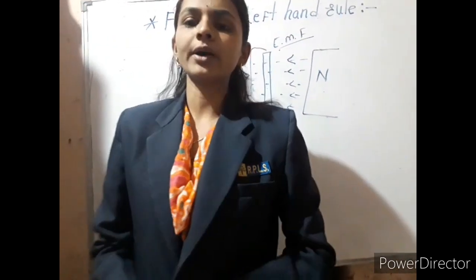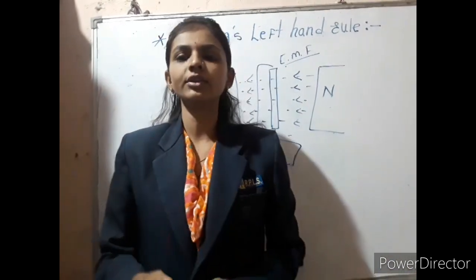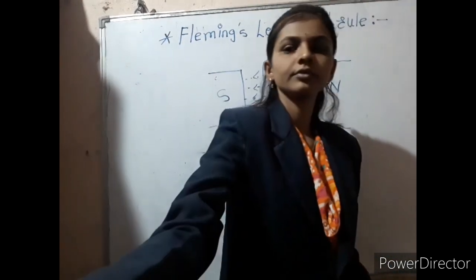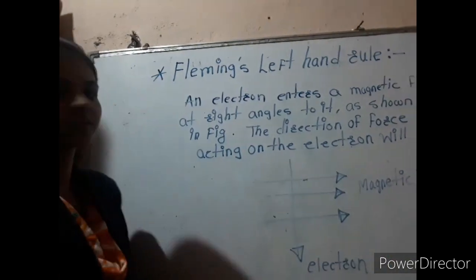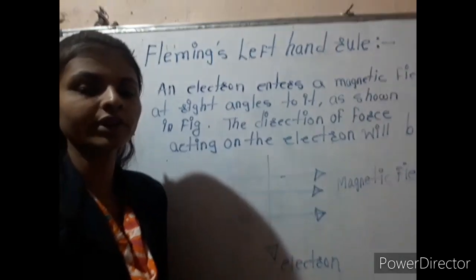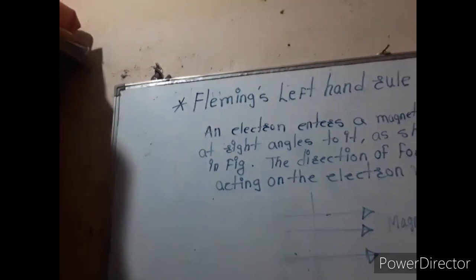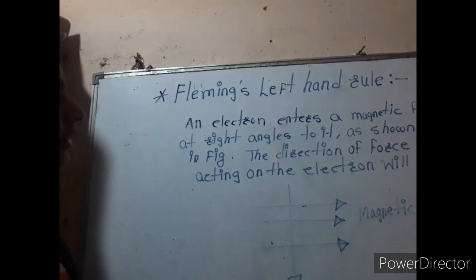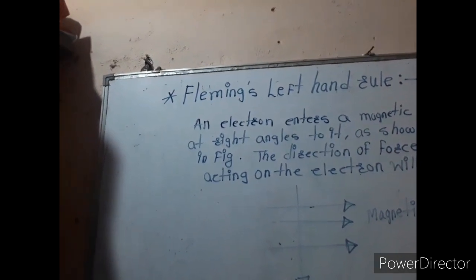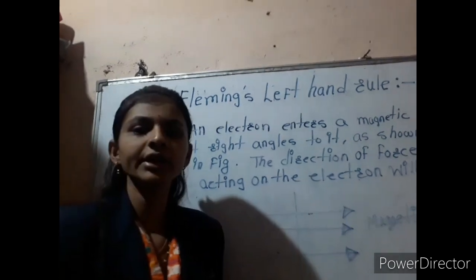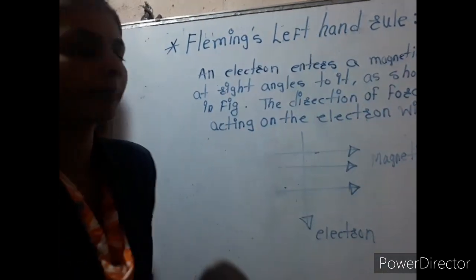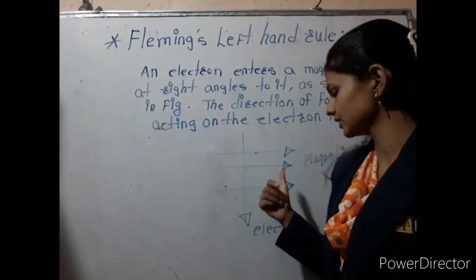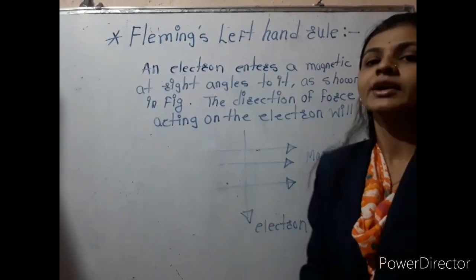Afterwards we are going to discuss one problem which is already given in your book. An electron enters a magnetic field at right angles to it, as shown in the figure. The direction of the force acting on the electron will be? The direction of the electron and the direction of the magnetic field are already shown in the given diagram.